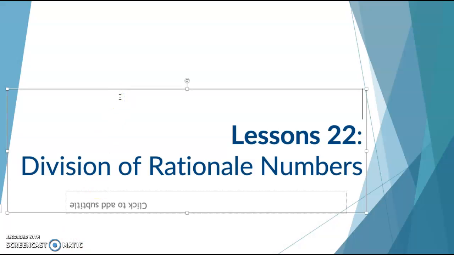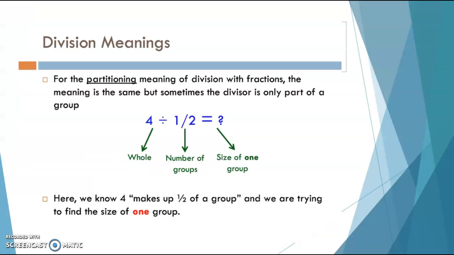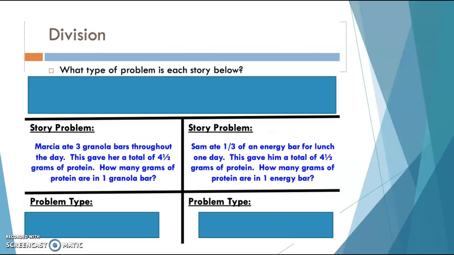Okay, so we're going to finish lesson 22, division of rational numbers. And we were looking at what type of story problems these are. Let's read it together one more time. Marcia ate 3 granola bars throughout the day. This gave her a total of 4.5 grams of protein. How many grams of protein are in 1 granola bar?